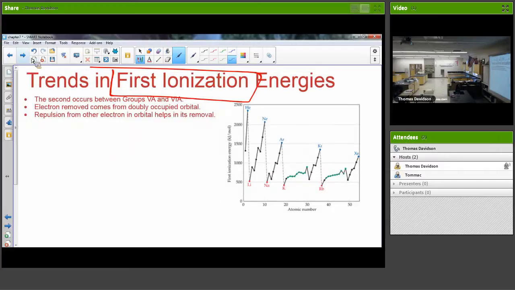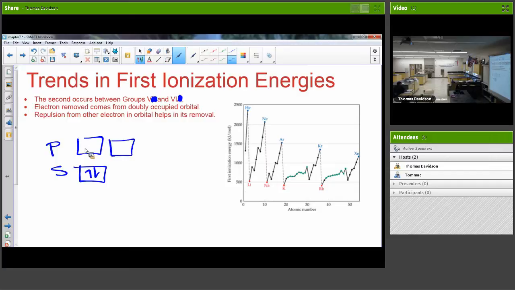The second discontinuity is similar. It occurs between groups 5 and what we call group 6. This time the electron being removed comes from a doubly occupied orbital. Repulsion from other electrons in the orbital helps in its removal. So now we have our s, which is going to be full. We have our p's. So now we have this one, and this one. Now what we're going to be talking about is the removal of this one compared to the removal of one of those. You with me?